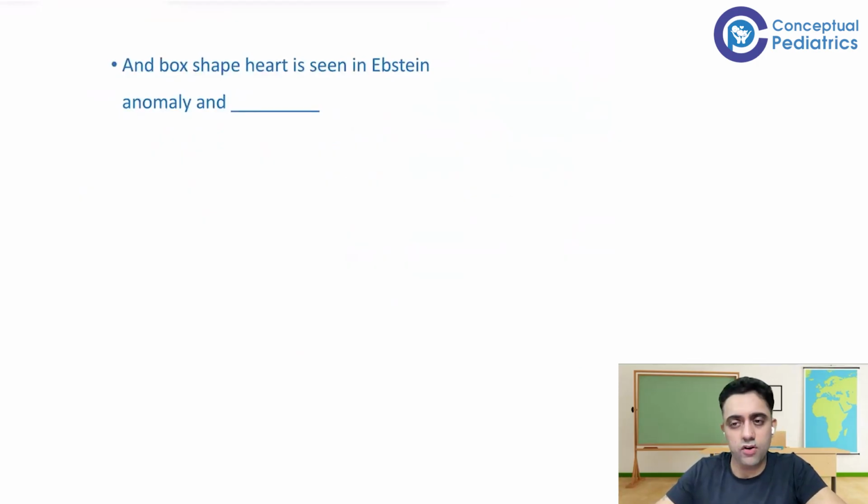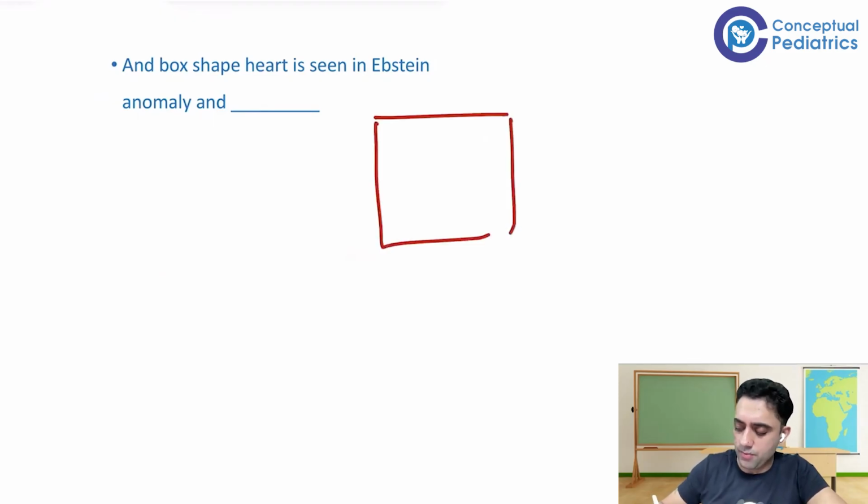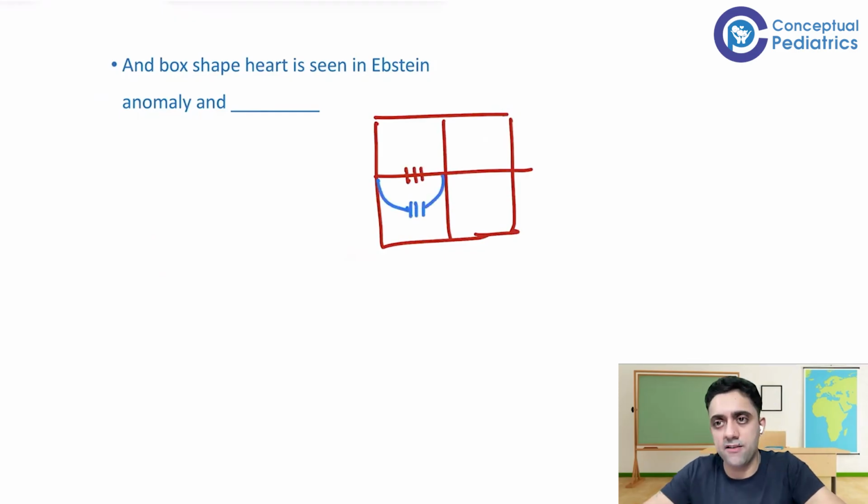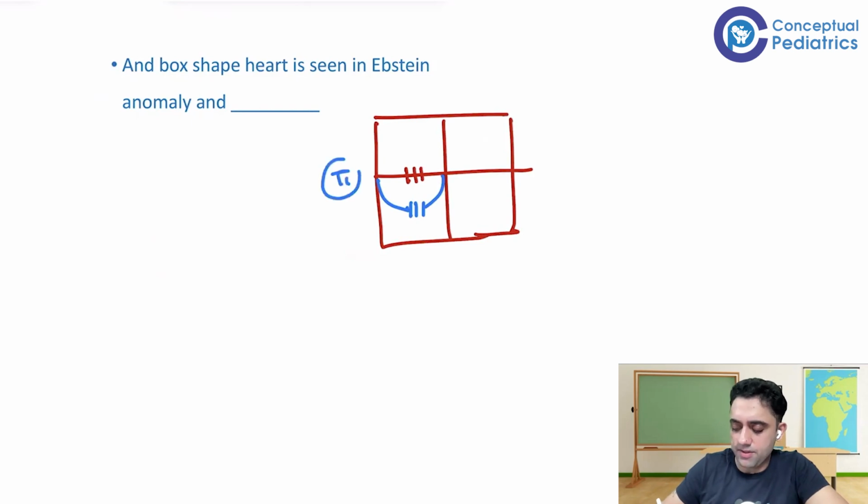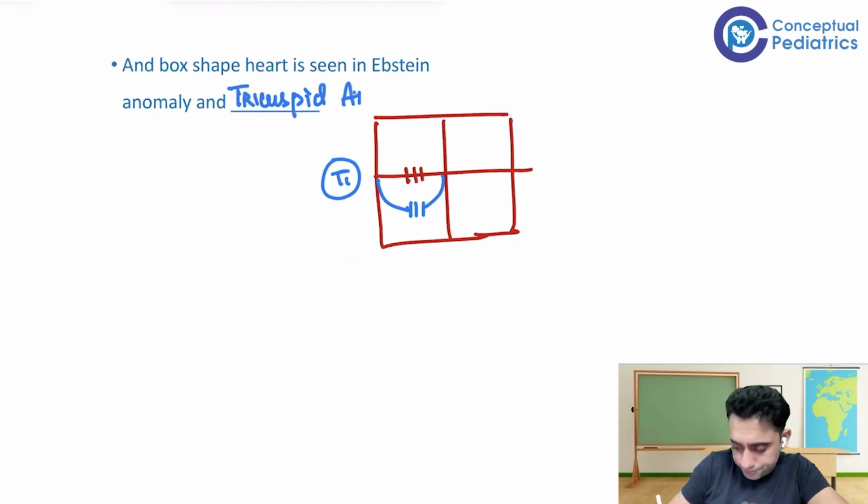Okay. Actually, one more very interesting question. A box-shaped heart, we all know, is seen in Epstein anomaly. Where else can you see a box-shaped heart? We all know in Epstein anomaly there is a downward displacement of the tricuspid valve, meaning the main problem is regarding the tricuspid valve. Yes or no? So the patient in a case of tricuspid atresia, or I can say tricuspid stenosis.